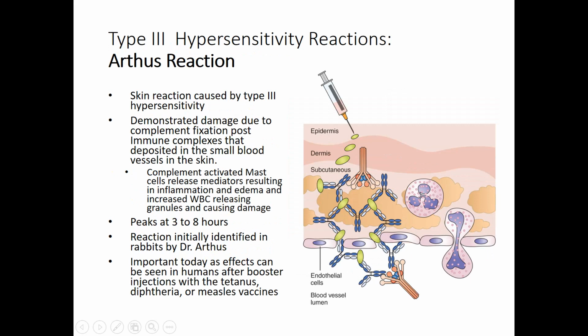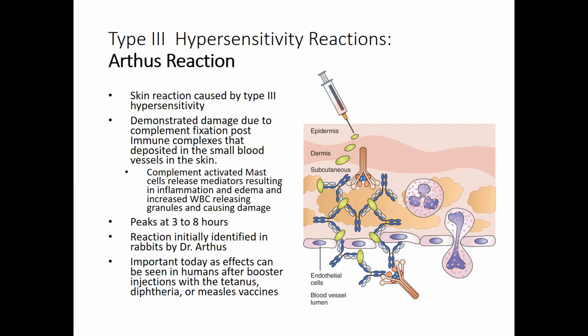Where do we see this? We see a couple of examples. The first is what we call the Arthus reaction. This isn't a really common reaction. It's an important one to remember. It's one of those ones people always ask you about.